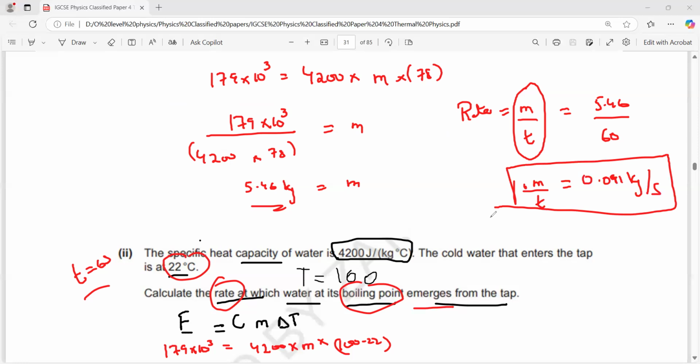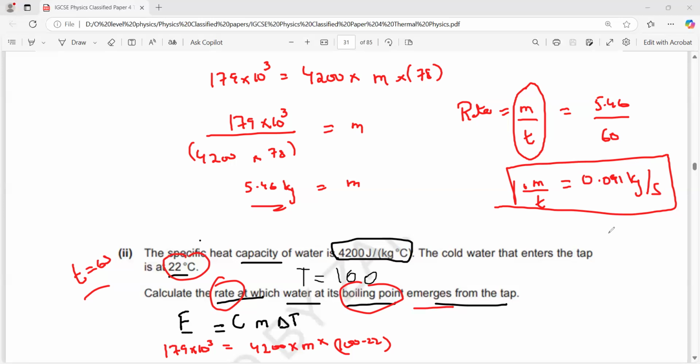You need to write the unit, kilogram per second. How much kilogram every second? So 0.091 kilogram every second. Sir, if you multiply by 1,000, it's about 91 grams in 1 second. So we have to write kilogram per second, the unit.